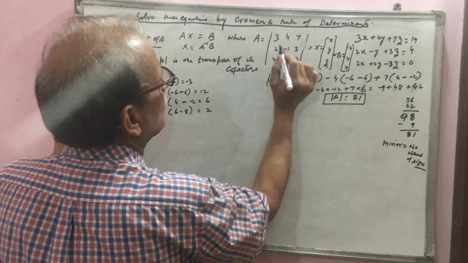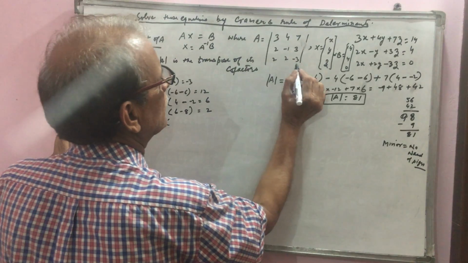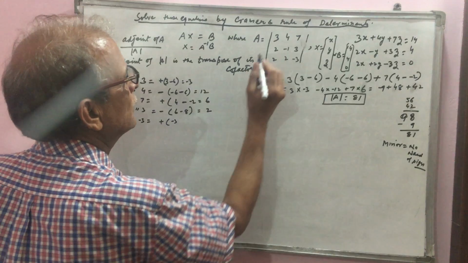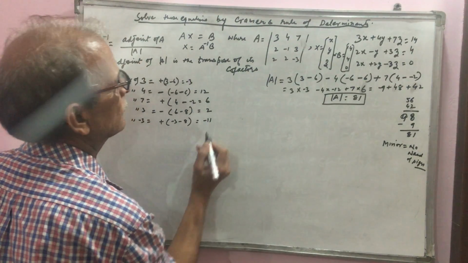Cofactor of this minus 3. Positive, negative, positive, negative, positive. You put the positive sign. Delete this row and this column. 3 into minus 1, it is minus 3. And 2 into 4. Put the minus itself. So it is minus 11.